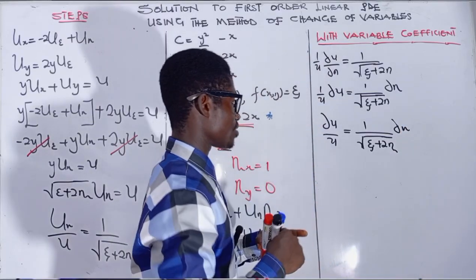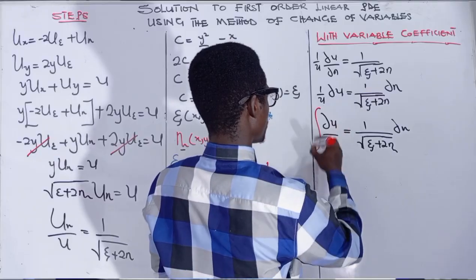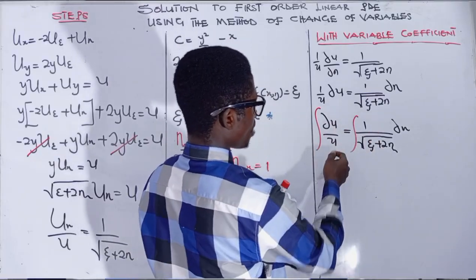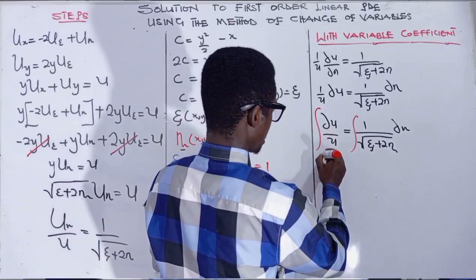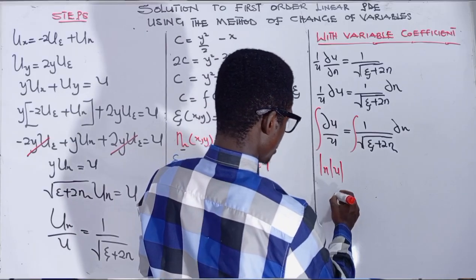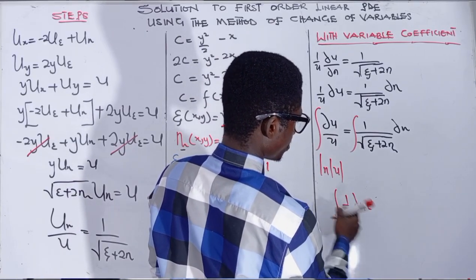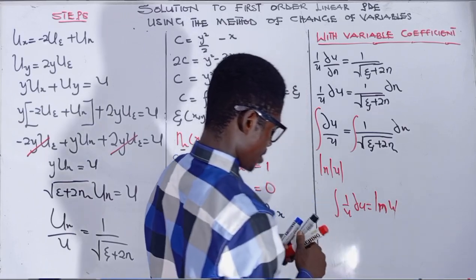Since we have separated the variables, we can just go straight away and integrate. So we are going to integrate both sides. When we integrate del u over u, we have a function and a derivative. So this is going to give us what? Ln u, because we can write this as the integral of 1 over u del u. So we have a function and derivative, and that's going to give us ln u. Very, very easy.